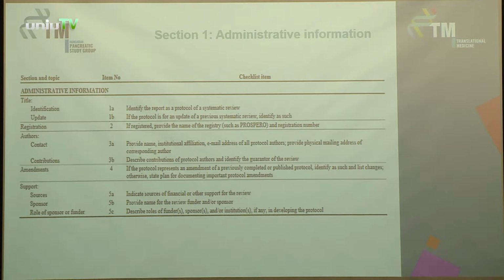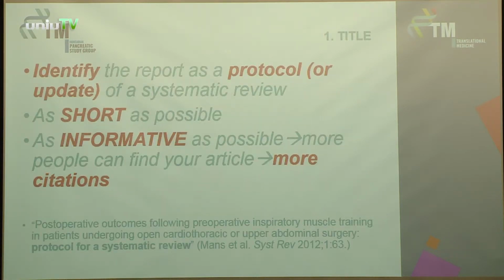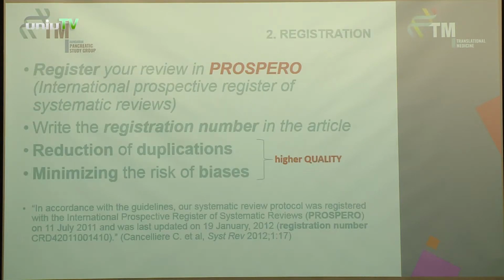Okay, let's start with the first section, the administrative information section. The first point in this section is the title, how to find a correct title. What is important is that the title should be as short as possible and as informative as possible, as Peter said before me, so more people can find our article and we will get more citations. It is important that we mention in the title that this is a protocol of a planned review or meta-analysis.